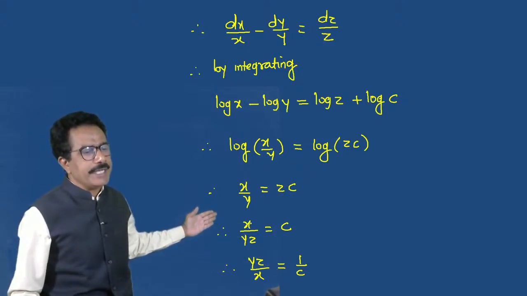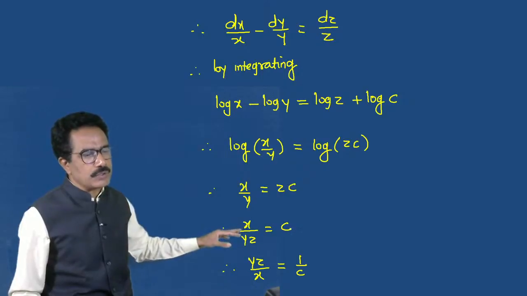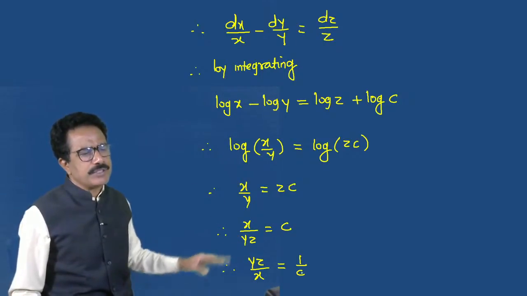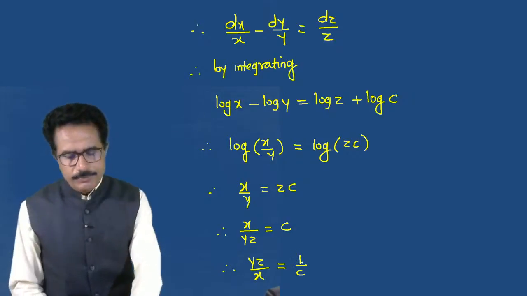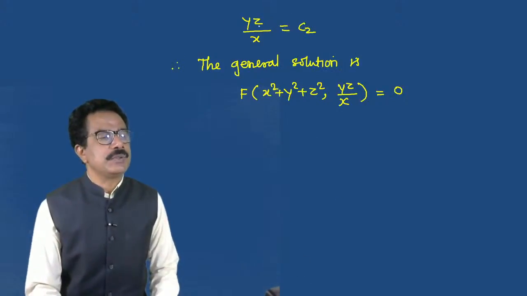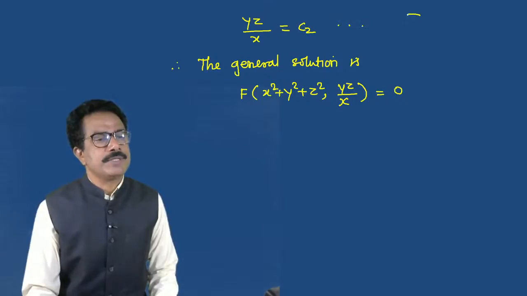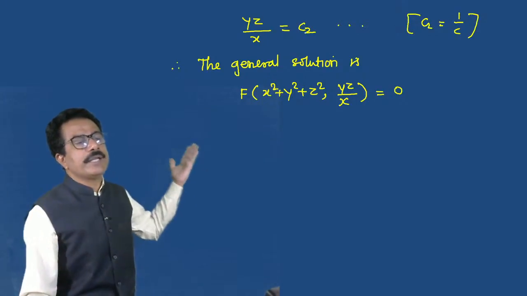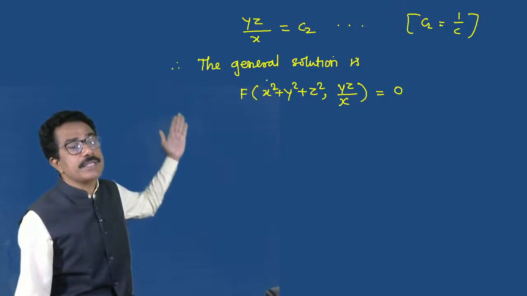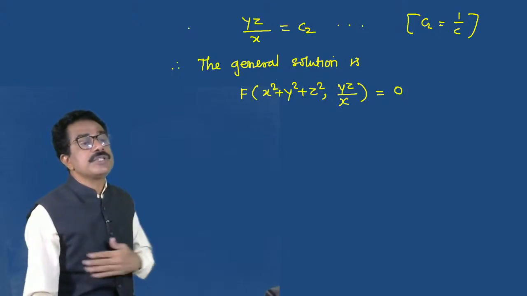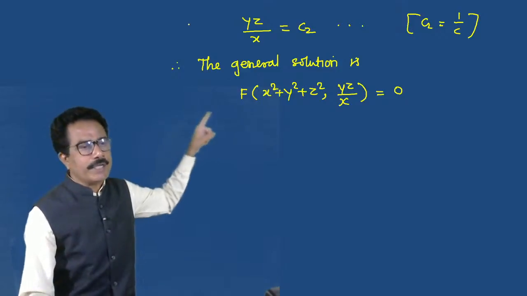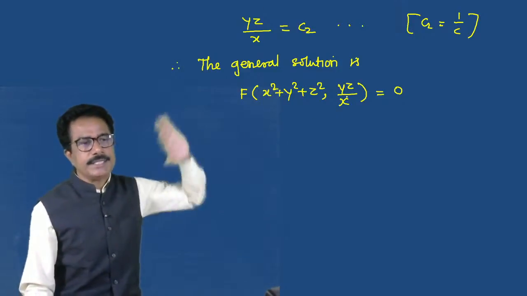So we can write x divided by yz is equal to c, and taking the reciprocal, yz divided by x is equal to 1 upon c, and we can write 1 upon c as c2. So yz upon x is equal to c2. Hence the general solution is v of x comma y comma z. So we can write this general solution.